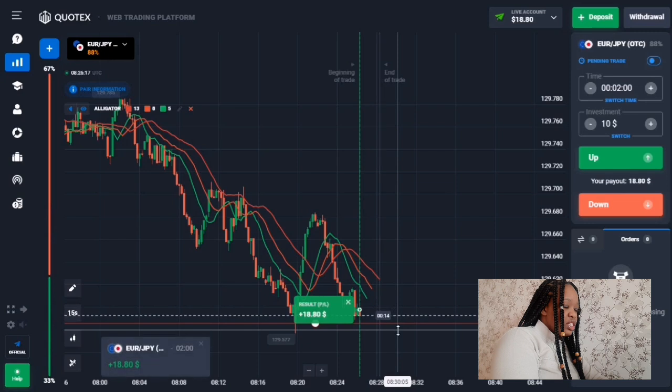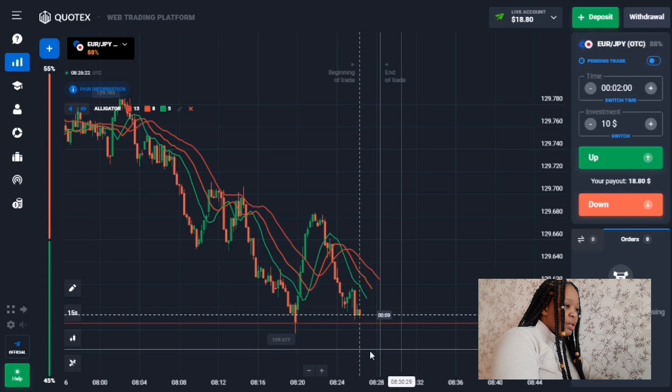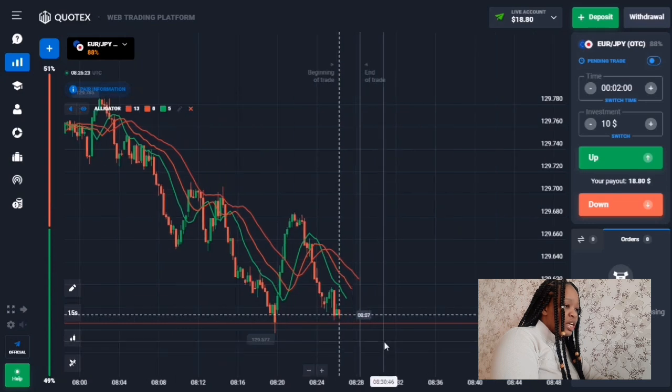Well, analyzing this situation, I can see that the price trended to the support level and brought me my profit due to the indicator helping me. So I think I'm ready to continue trading.